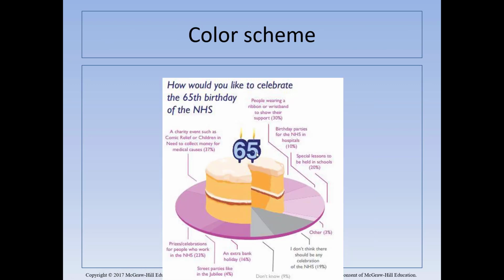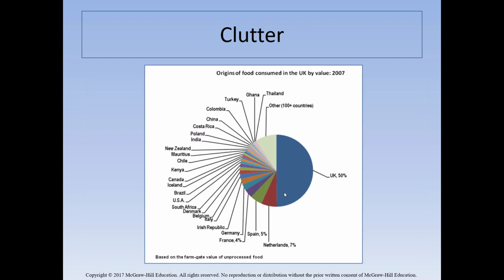So here's another bad one from the UK. This is where we're trying to celebrate the NHS, the National Health Service in Britain. The 65th birthday, and you're asked a question: how would you like to celebrate this? And there's basically too many parts of the pie chart. The 3D just confuses a little bit. The cake actually hides some useful information in the size of the segments. And overall, it's just a little bit too complicated and a little bit of a mess.